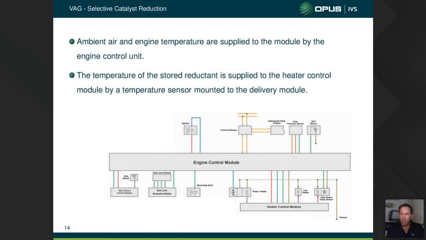So ambient air and engine temperature information is supplied to the module by the engine control unit. The temperature of the stored reductant is supplied to the heater control module by a temperature sensor mounted in that delivery module. So there's a heater control module, and all the information comes via the ECM and down into the heater control module.